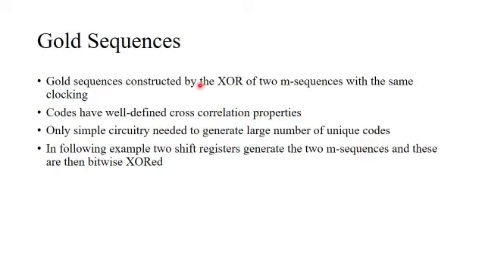This Gold sequence is constructed by XOR of 2 M sequences with the same clocking. It uses 2 M sequence shift registers with the same clocking. And here the codes have well-defined cross correlation properties. Because of that, we can use this Gold sequence also for spread spectrum. And it needs only simple circuitry to generate a large number of codes.